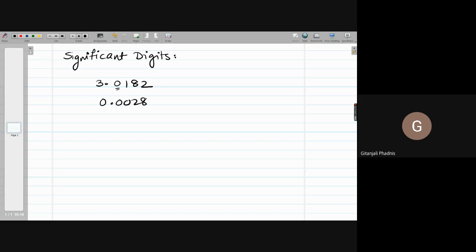There are some numbers like 0.0028. I can read this as 28 into 10 raised to how much? Minus 4. 28 into 10 raised to -1 will be 2.8. 28 into 10 raised to -2 is 0.28. So this is correct, right?